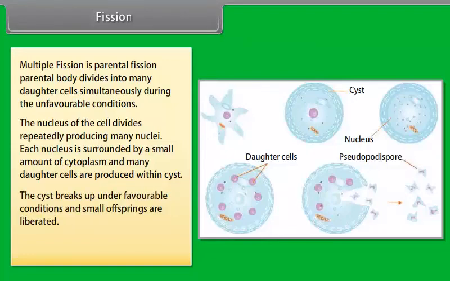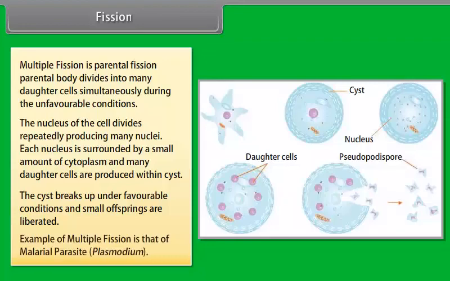The cyst breaks up under favorable conditions, and small offspring are liberated. An example of multiple fission is that of the malaria parasite Plasmodium.